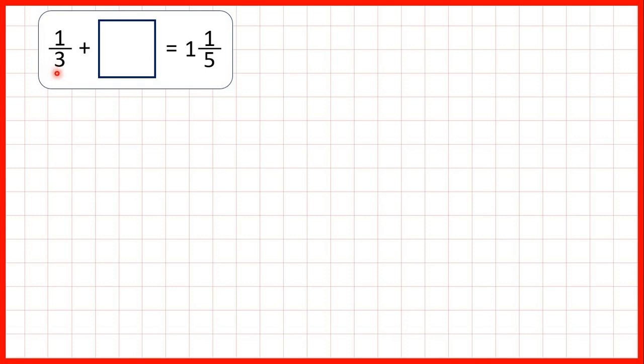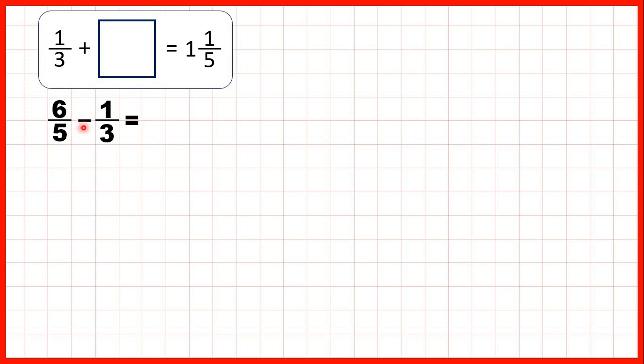Now we have 1/3 plus something equals 1 and 1/5. So here we have a missing number addition, and whenever we have a missing number in an addition problem, we always use subtraction to find our missing number. So we need to work out 1 and 1/5, which is the same as 6/5, and we need to subtract 1/3 because we have a missing number addition.